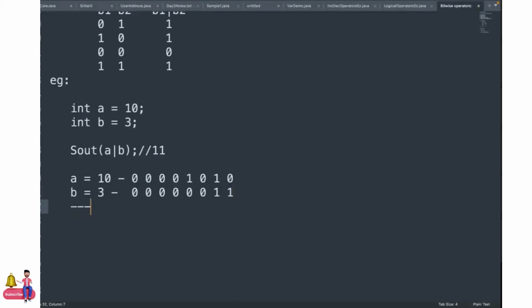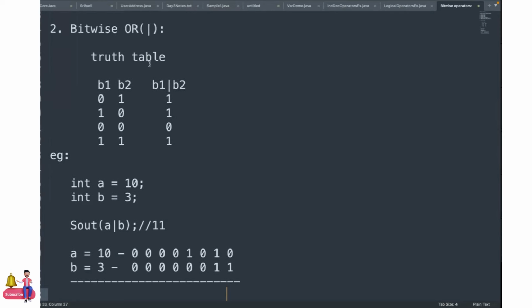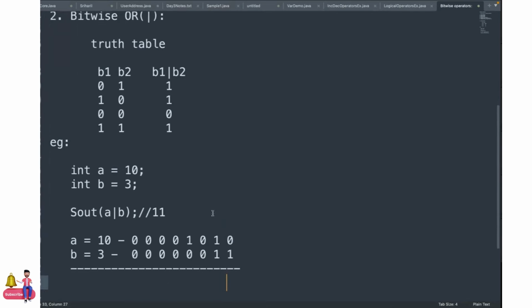We need to perform an OR operation. I have 2 operands, and on top of this I need to perform the OR operation. So how to perform it? Let's put it. I have 0 1. The first operand's first bit is 0, and the second bit is 1. So what is the result? See here, you have the truth table. The first bit is 0 and the second bit is 1, so what is the output? It is going to be 1, right?